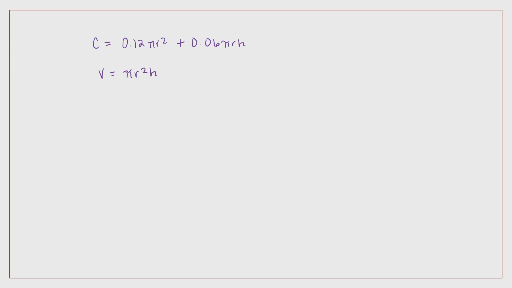Okay. And the maximum volume is 650. So we want h in terms of r. So we will divide both sides by pi r squared in order to get h by itself. So h equals 650 divided by pi r squared.